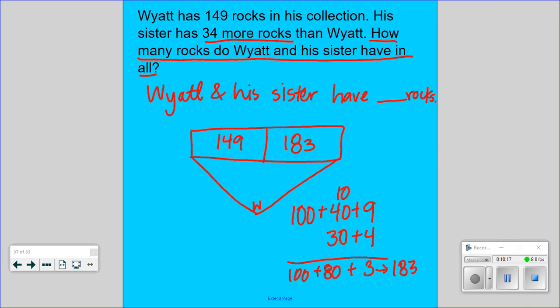What equation do I need now to figure out how much both of them have? Go for it, Annabella. 149 plus 183. But don't we need that in the expanded form? I'm going to put it in expanded form, yes, because that's a strategy that works for me.